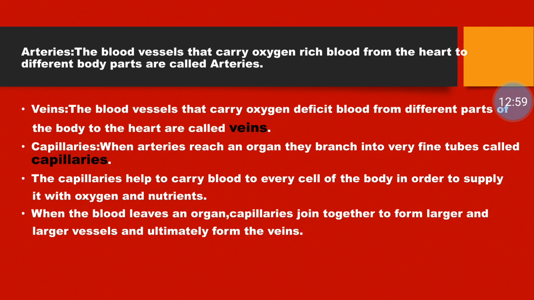So as I told you, veins carry only deoxygenated blood, or blood which has less oxygen content. Now these veins carry the blood which has less oxygen to the heart, and again the same process keeps on repeating. Okay, so children, that's all about this.